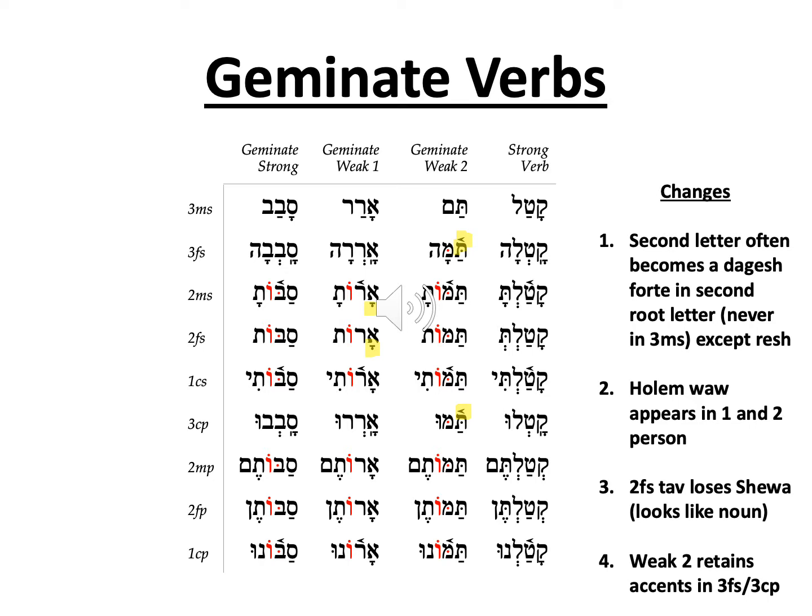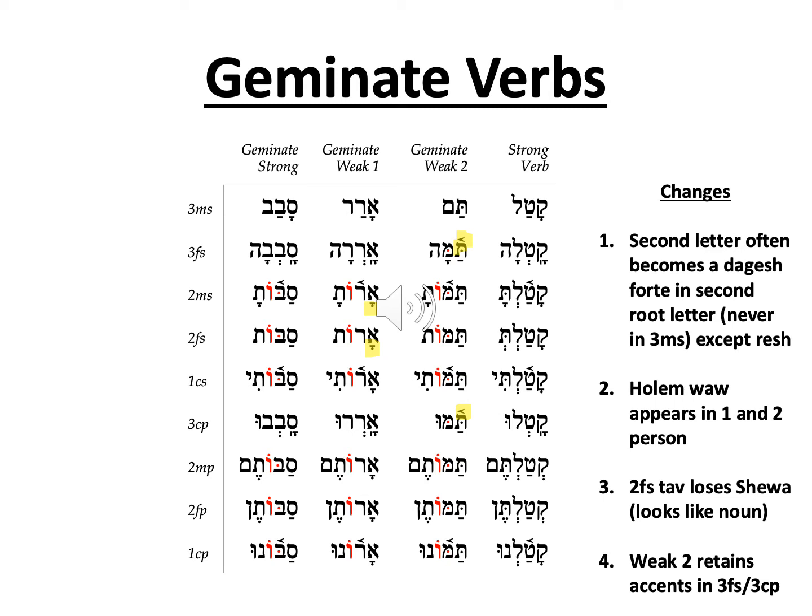Another type of weak verb root is the geminate root. We've also seen geminate roots when it comes to nouns. These particular verbs have a third letter that is the same as the second letter. There technically is no third letter. The second letter has reproduced itself. In some cases, the third letter will not appear at all, in which case there will be a dagesh forte in the second letter to represent that third letter that does not appear.